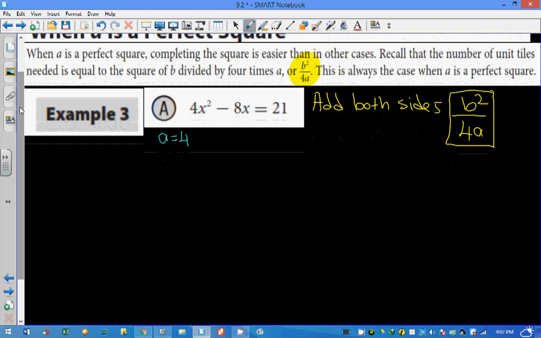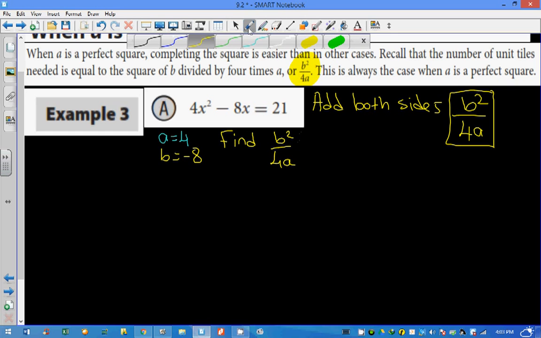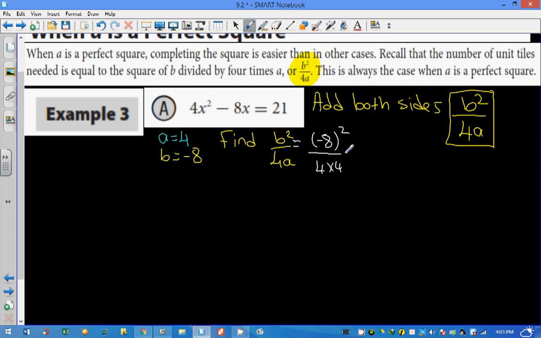In this example, we have to identify a and b, which is 4 and negative 8, and find b squared over 4a, which is negative 8 to the power of 2 over 4 times 4, 64 over 16, which is equal to 4. And let's say this is step 1, this is step 2.